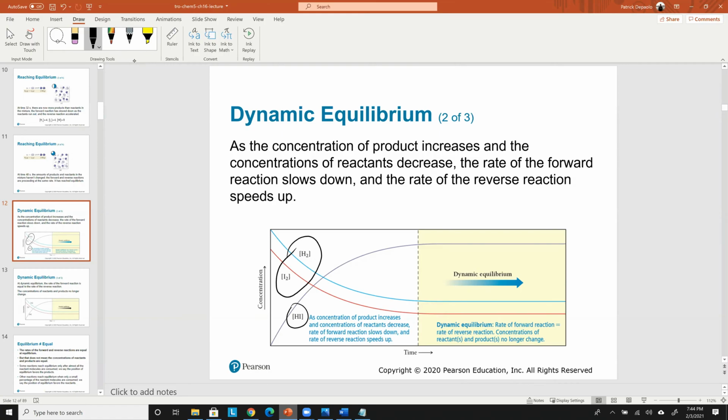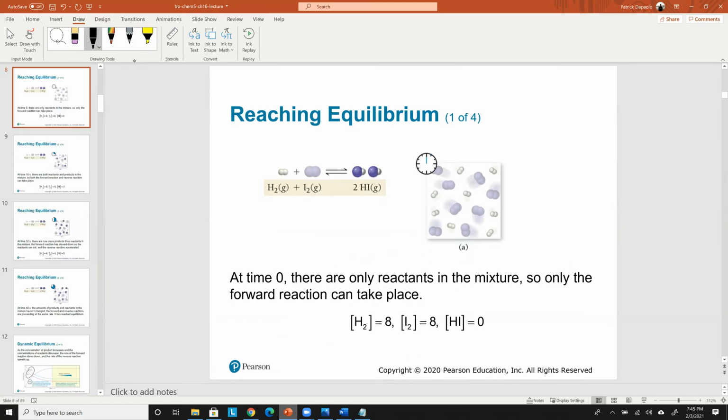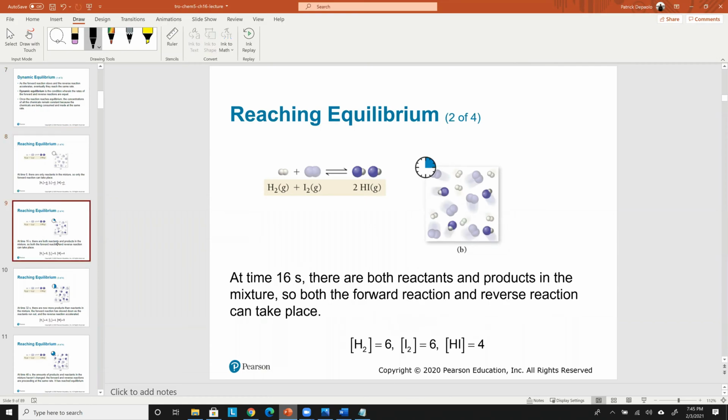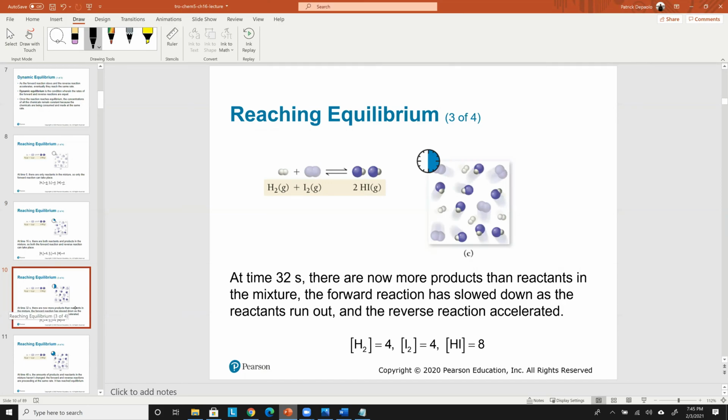Okay, and then for the online question we had, we'll use these tables. So here you have a reaction. We've seen this one before. H2 plus I2 equals 2HI. At time zero, you have all reactants, and you see in the pool all reactants. So in terms of molecules, you have 8, 8, and 0. Then let's say you let some time expire, you now have a couple of molecules of products. Now you have 6, 6, and 4. Let more time go by. It's halfway finished. You have 4, 4, and 8.